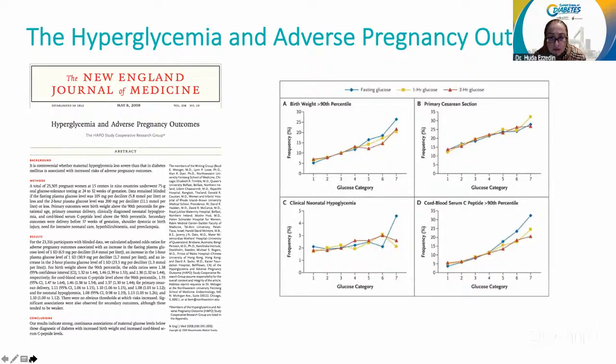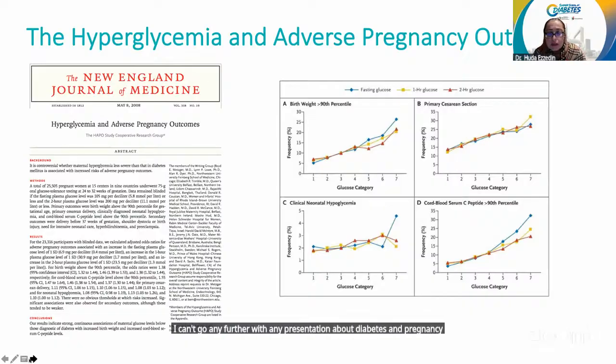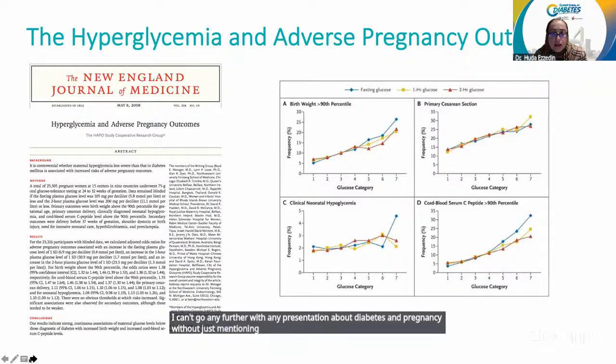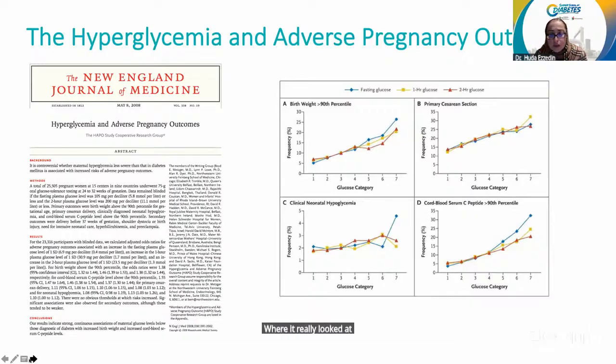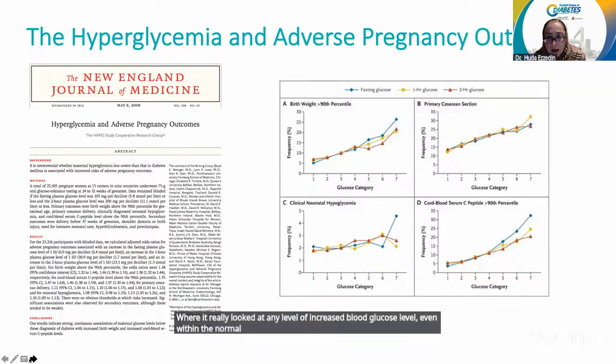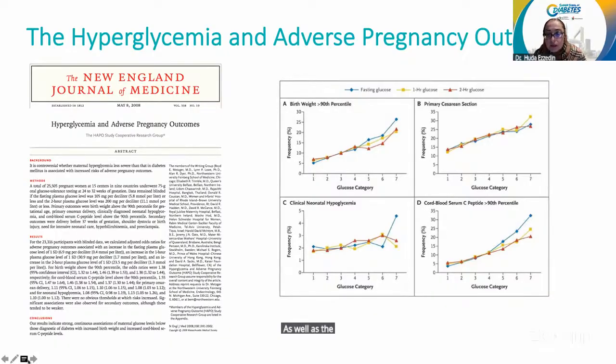I can't go any further with any presentation about diabetes in pregnancy without mentioning the major landmark study, the HAPO study, Hyperglycemia and Adverse Pregnancy Outcome. It looked at how any level of increased blood glucose, even within the normal range, can have a negative impact on birth weight, an increase in primary cesarean section, neonatal hypoglycemia, as well as elevation of C-peptide above the 90th percentile in the fetus.